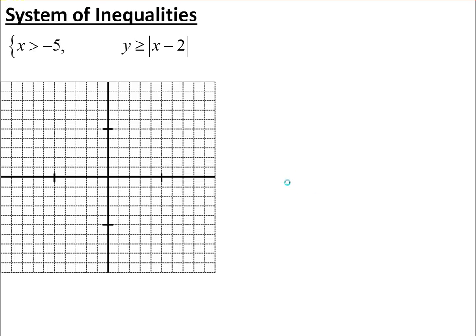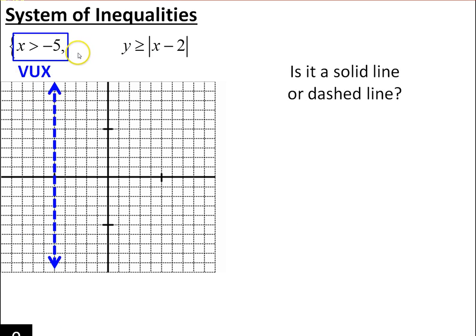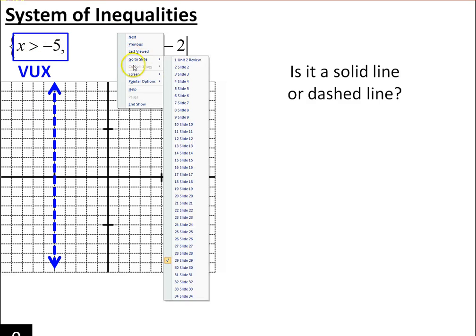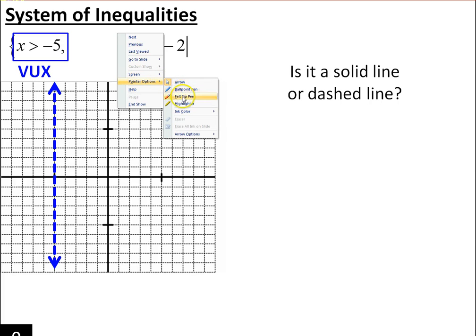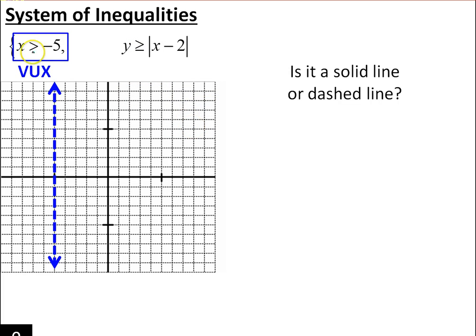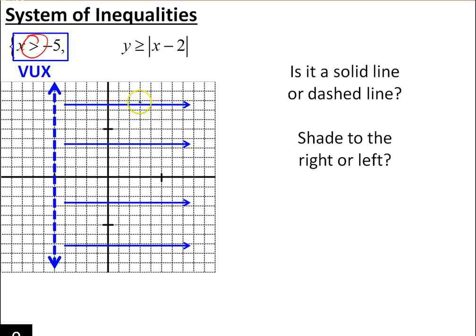Got it. Alright, so now we're going to graph a system. We've kind of already done this, but now we're going to have the absolute value. And so we look at the x. And so that's going to be a vertical line. And so we draw our vertical line at negative 5. It's a dashed line because there's no line underneath. And then do we shade to the right or to the left? Since it's greater than, our greater than numbers of negative 5 will be to the right. So we shade to the right.